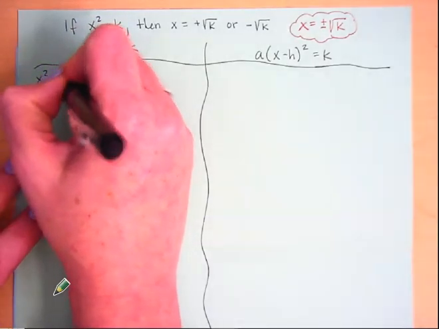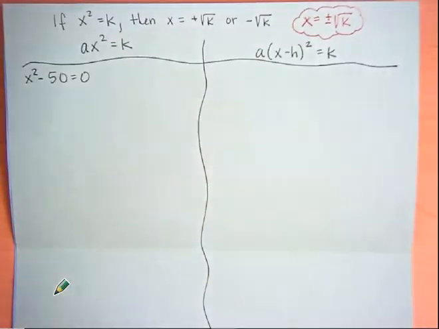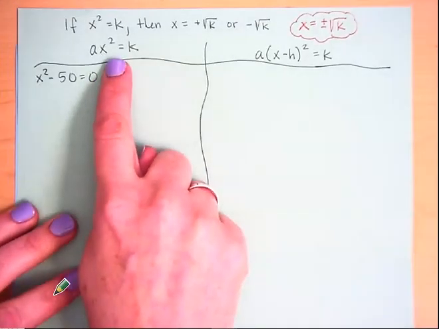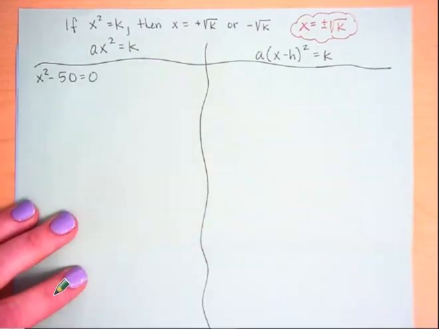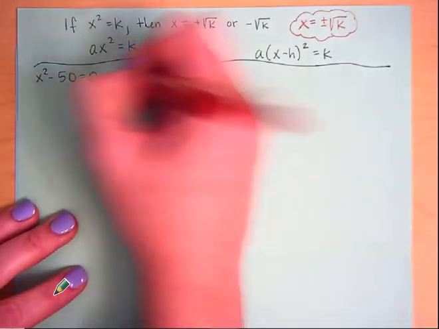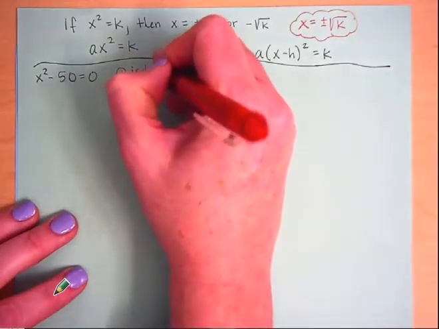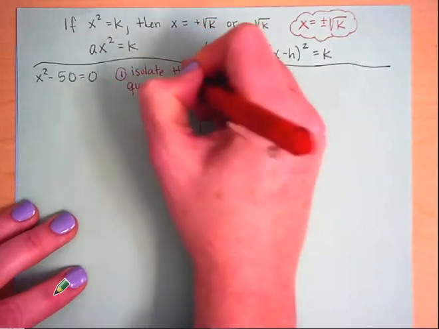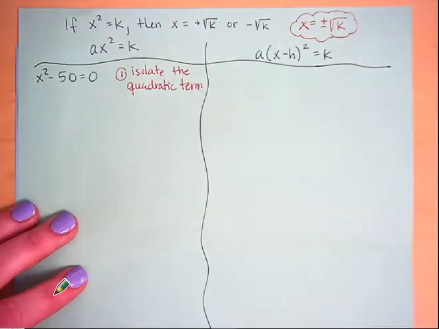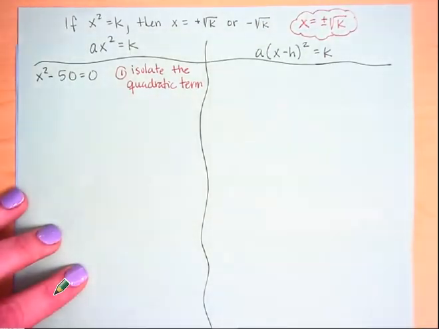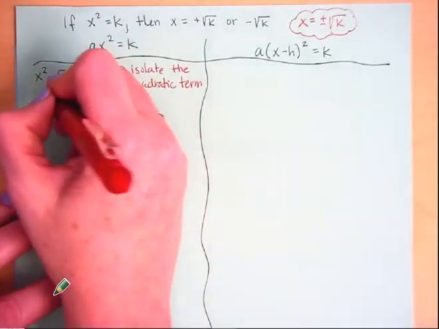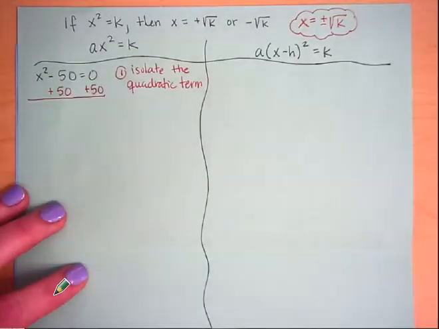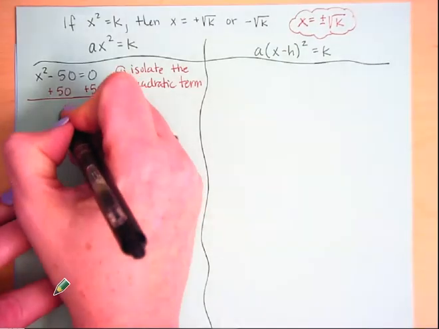x squared minus 50 equals 0. So our goal before we square root is to get this equation to look like this form, where the constant is on the right. So the first thing that we're going to do is isolate the quadratic term. So in this case, that means to add 50 to both sides. And that is going to give me the x squared term, the quadratic term, all by itself.